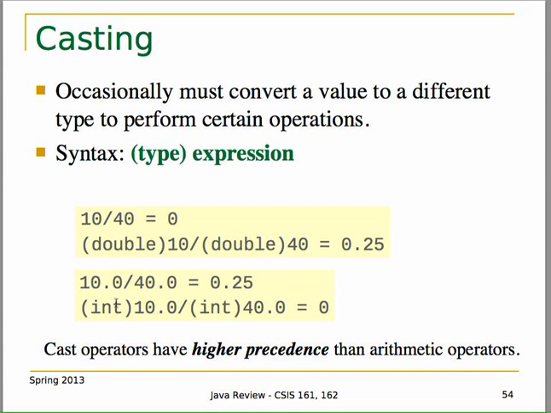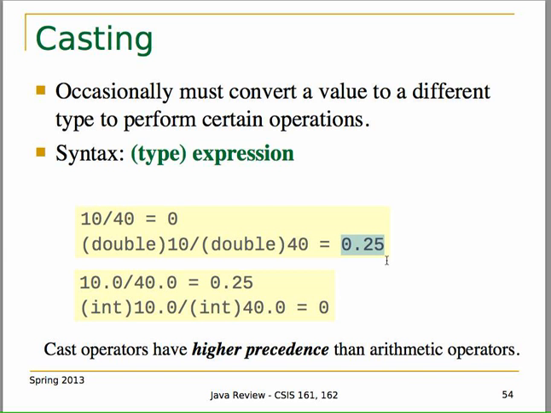Okay, quick word on casting. Every once in a while, you might have to convert a value to a different type to be able to perform certain operations. So for example, 10 divided by 40 will be 0. However, if you want the fractional part, you can convert just one of them. Actually one is enough, but it's a good idea to do both of them. Convert the 10 to a double, the 40 to a double, so it's 10.0 divided by 40.0, which will give you 0.25, and this way we get the fractional part.